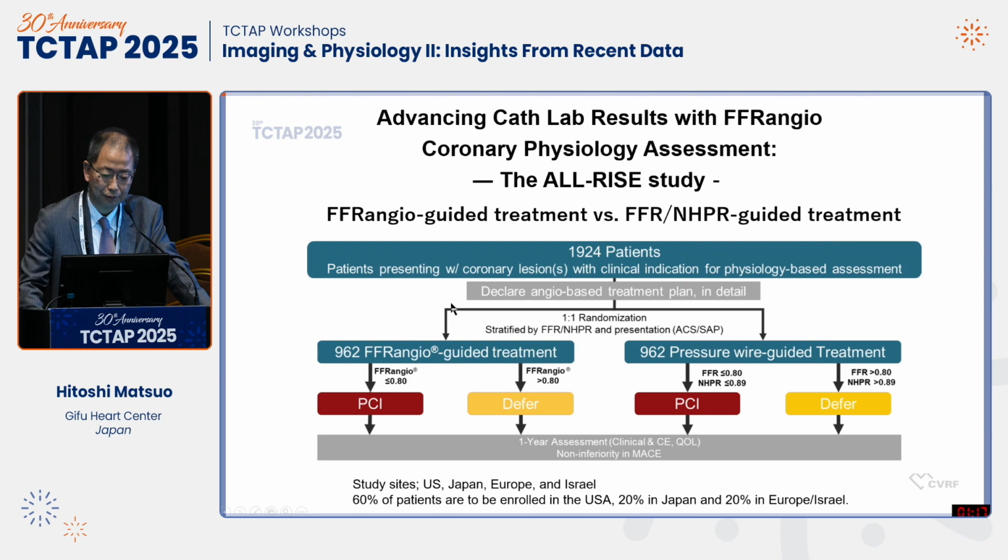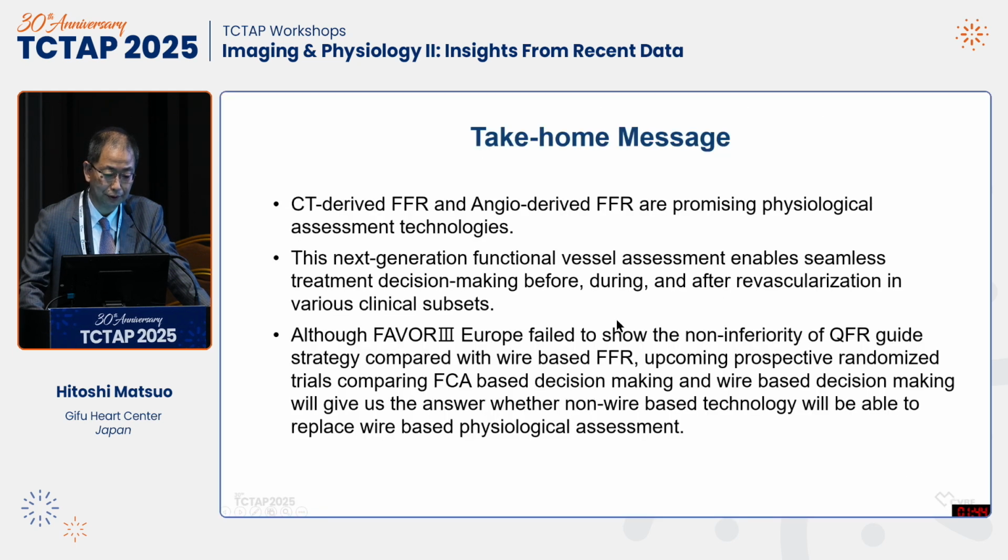Furthermore, the ALL-RISE trial is enrolling 1,924 patients, with one-to-one randomization to the FFR angio-guided treatment arm and the pressure wire-guided treatment arm. This enrollment finished at the end of last year. Therefore, the clinical outcome data will be coming from these trials.